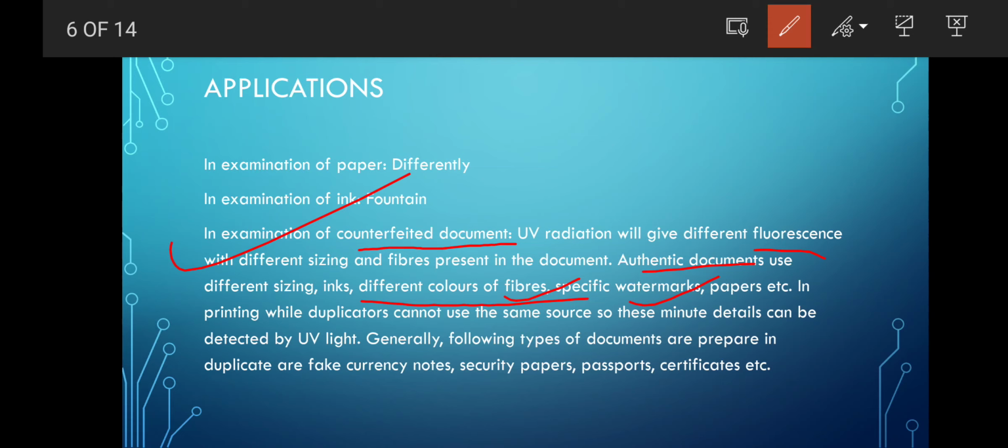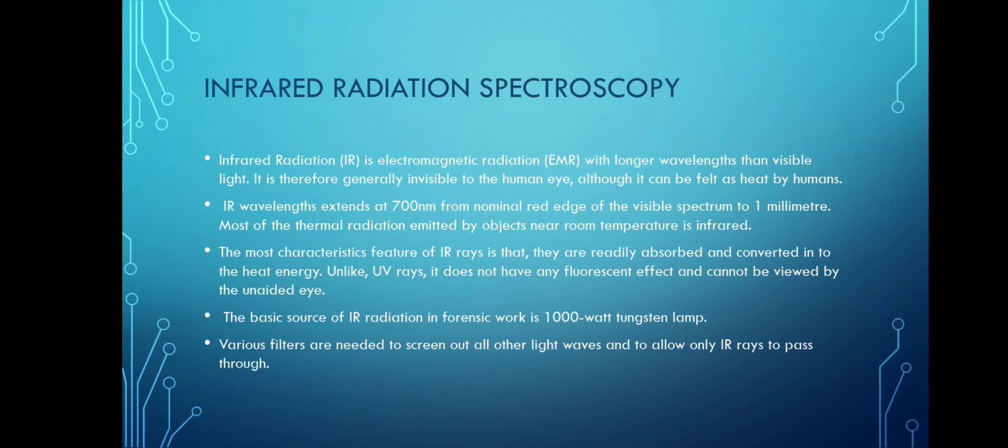Then printing duplication can also be determined. Generally the following types of documents are prepared in duplicate or as fake currency notes: security paper, passports, certificates. Like many people make fake passports, right? Those cases are also there.